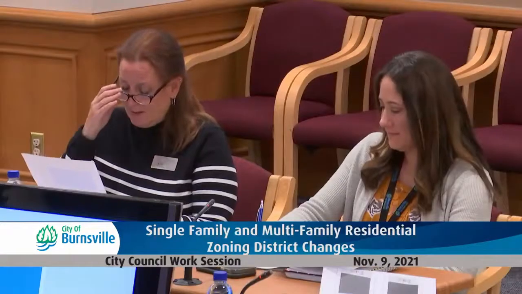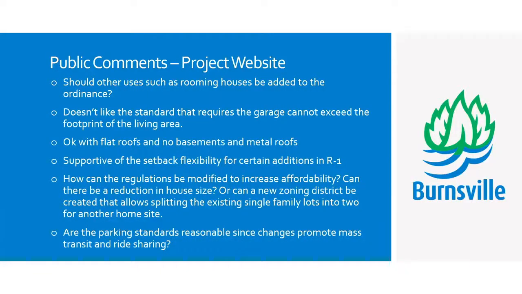So again, these were the public website comments. They were okay with the flat roof and the no basement, and they reviewed the red lines, so saw those changes. And then there were quite a few, 3 or 4, related to the affordability piece. How to increase affordability. Can we take the existing lot size and split it in half in a certain part of the neighborhood or community so that they could have extra lots to build smaller homes and have more affordability? There was a question about reducing the required house size for affordability, or just how to get more affordable homes, which I think is something everybody struggles with.